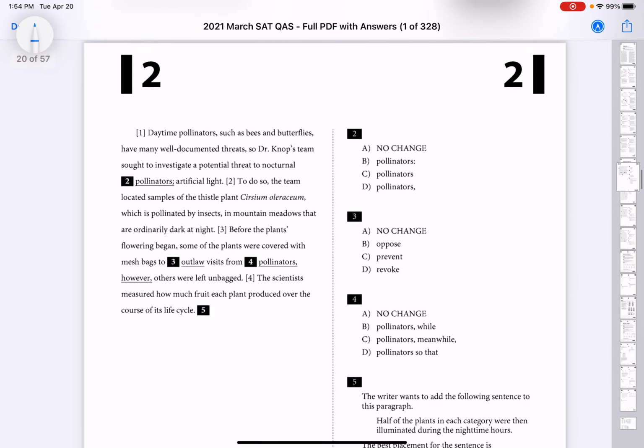Number two. Daytime pollinators, such as bees and butterflies, have well-documented threats. So Dr. Knopp's team sought to investigate a potential threat to nocturnal pollinators, artificial light. Okay, so now they're trying to describe what is the threat to the pollinators. Usually in this particular case, you have a full sentence, so you have a comma, so, indicating an independent sentence that comes after the word so. Dr. Knopp's team sought to investigate a potential threat to nocturnal pollinators. So this is a full sentence, okay?